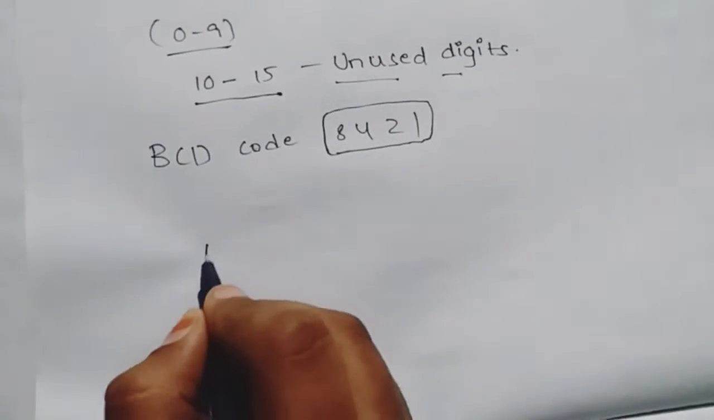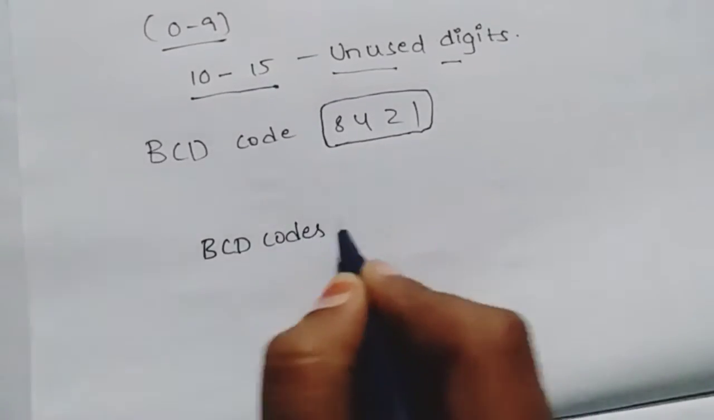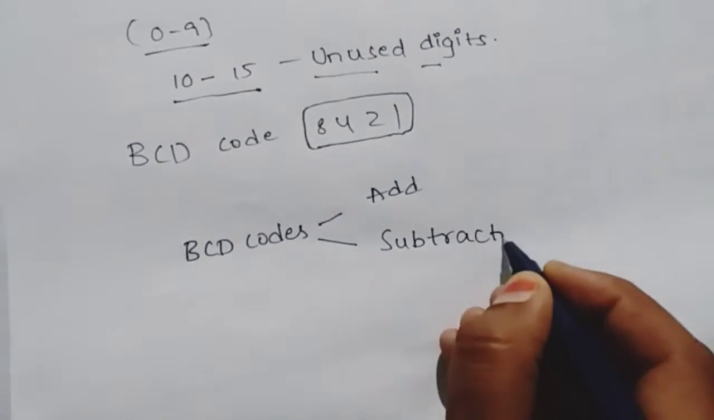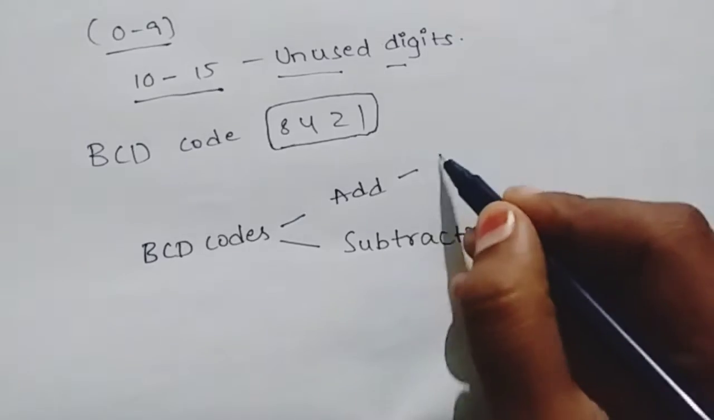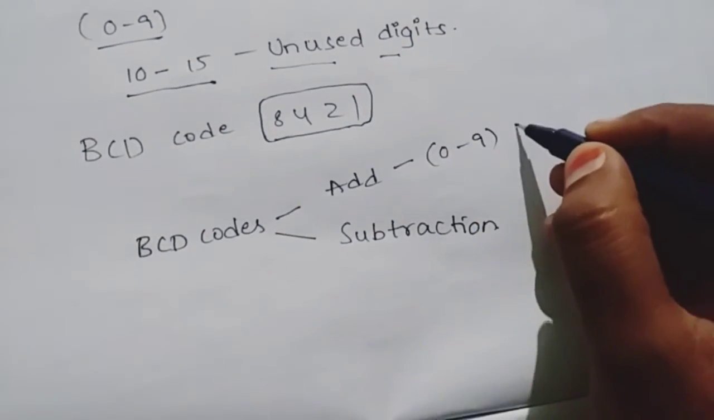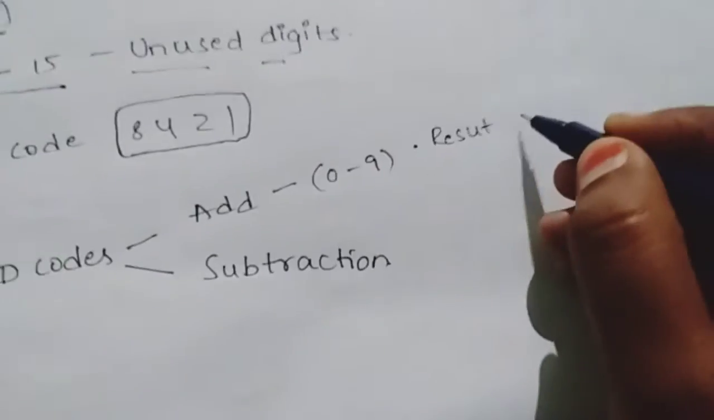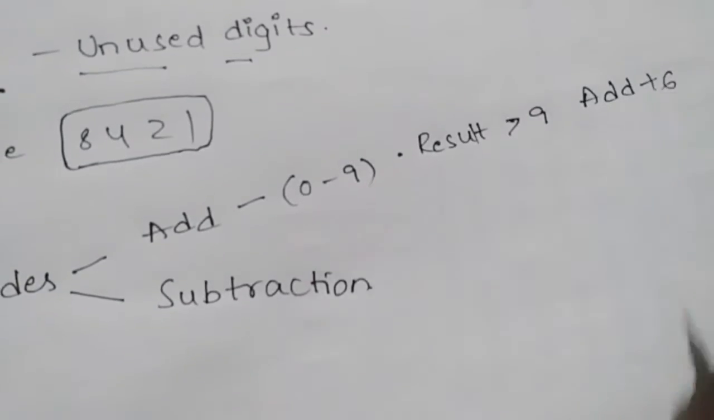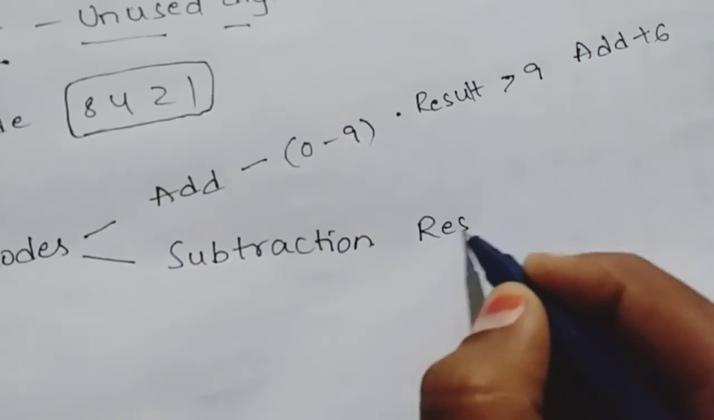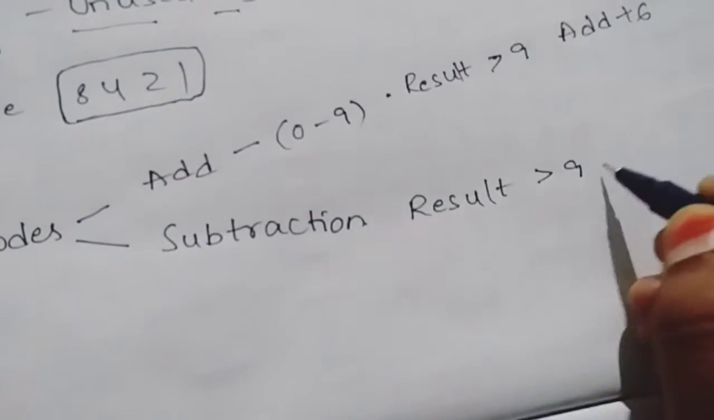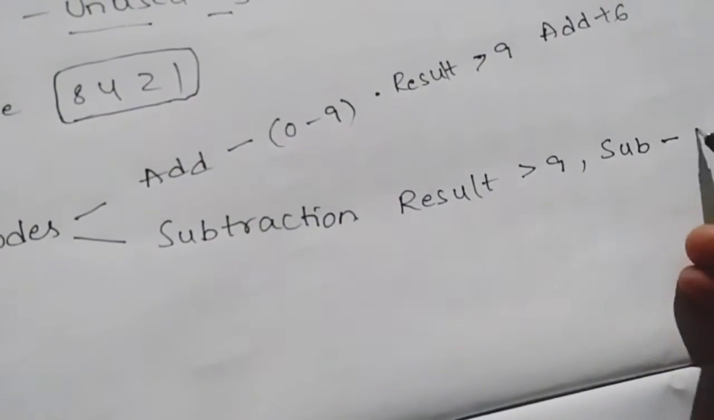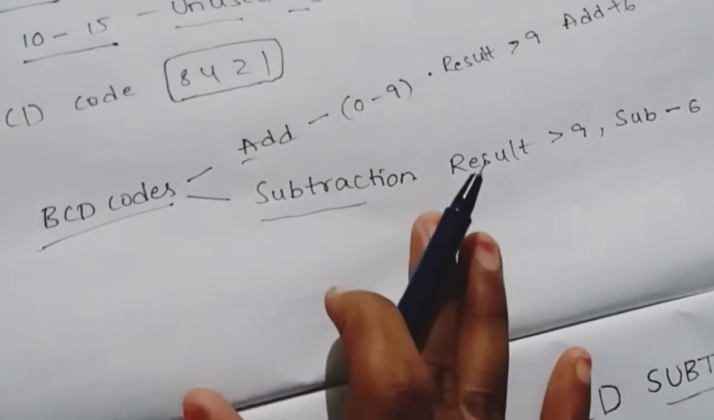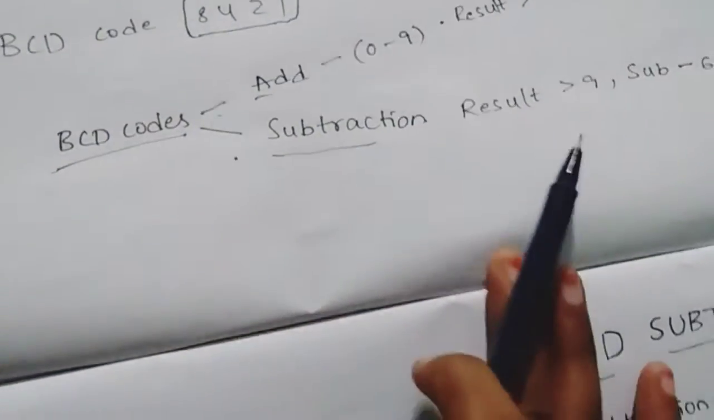We have two types of BCD operations: BCD addition and BCD subtraction. In BCD addition also we represent the digits 0 to 9, and if the result appears greater than 9, we add plus 6. And in subtraction, if the result is greater than 9, we subtract 6. So these are BCD addition and BCD subtraction. Let us see what they are.